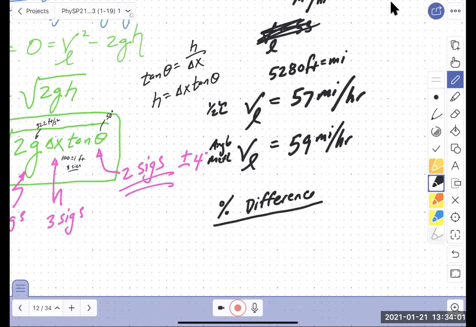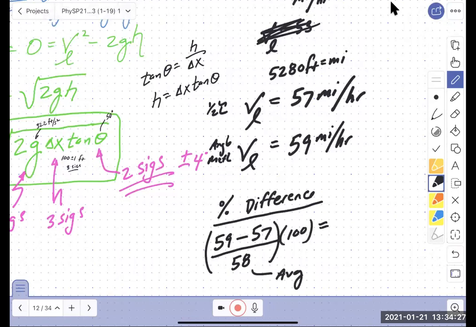In that case, we take the difference of the two. So it'll be 59. The units don't matter here because the units cancel anyway. It's just numbers. So 59 minus 57, absolute value, it could be either way, divided by the average, 58, and that whole thing is times 100. So it looks like we have 2 divided by 58, or 200 divided by 58. So it looks like we're going to get, what is that, 3%? Okay.